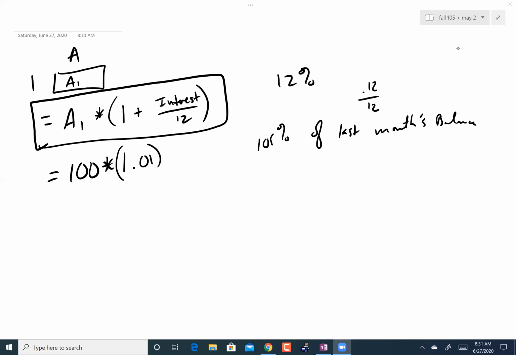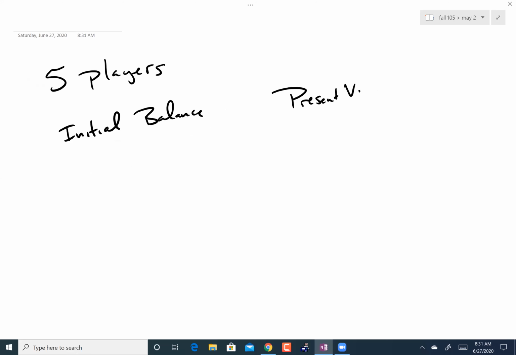Everything we do when it comes to time and money will have 5 players, and they will be on every single problem we do, every single one of them. There will be the initial balance. In other words, what did you start with? We refer to this as present value, and it is abbreviated as PV. That's going to be a big deal.